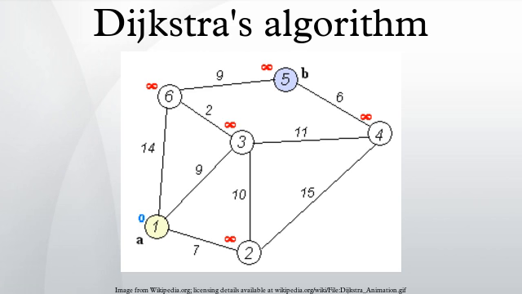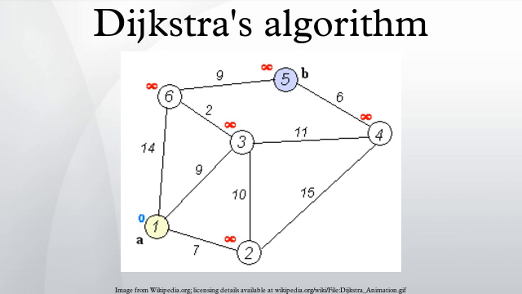Assign to every node a tentative distance value: set it to 0 for our initial node and to infinity for all other nodes. Mark all nodes unvisited. Set the initial node as current. Create a set of the unvisited nodes, called the unvisited set, consisting of all the nodes.